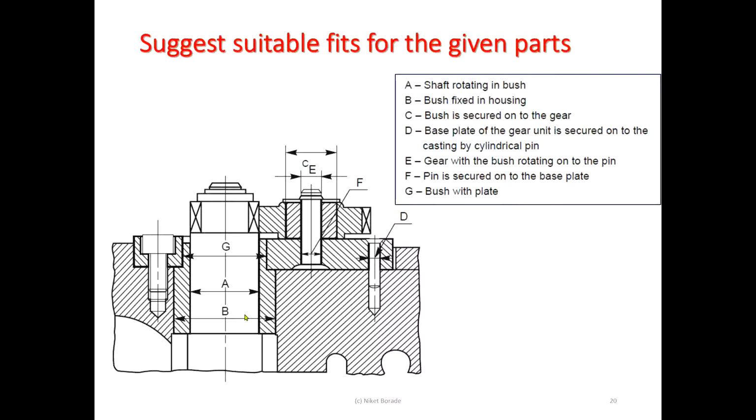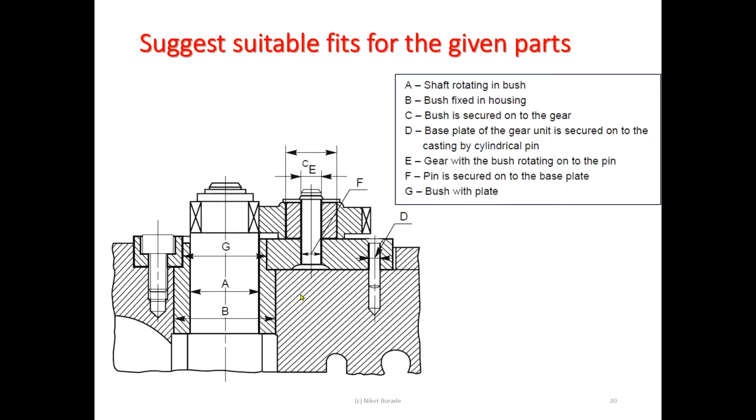So it should be an interference fit basically. Now this is B, part B. This is a bush fixed in the housing. This is a housing and the bush is fixed into the housing. So here definitely the bush outer diameter should be more than the hole diameter in the housing, so that the bush is fixed there. It should not rotate. It should have the interference fit there in the housing. So we should control the size of the bush and the size of the hole in the housing, so that you always get interference fit in that case.